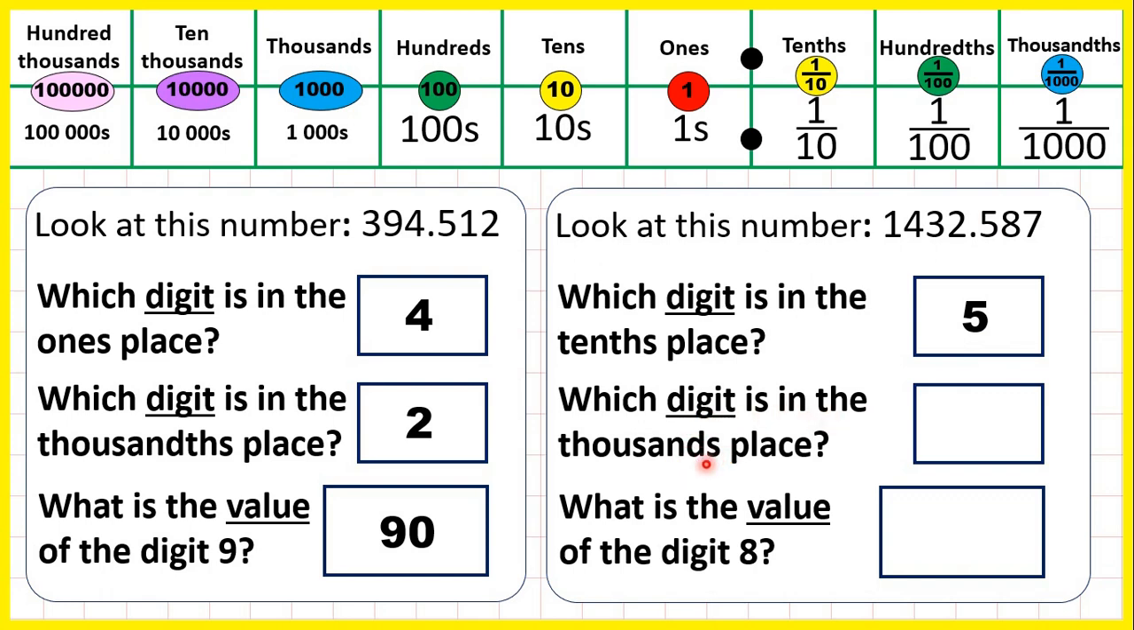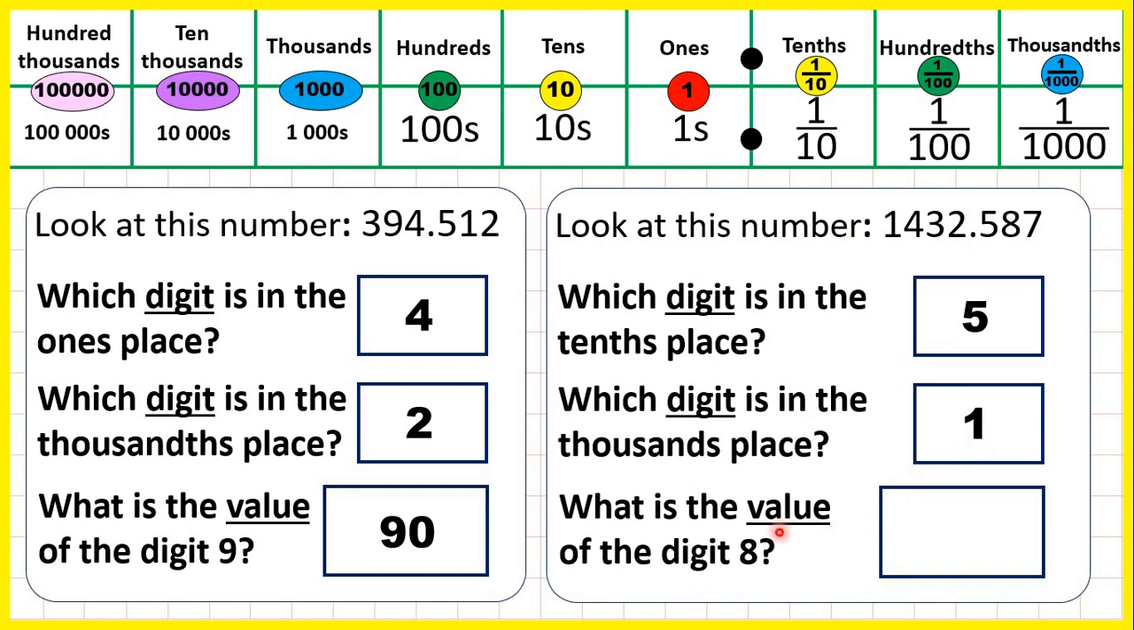Now, which digit is in the thousandths place? Notice it says thousands, it doesn't say thousandths. So we can count place values from the decimal point, and the thousandths place value is the fourth digit before the decimal point. So for this number, we have 1 in our thousands place.